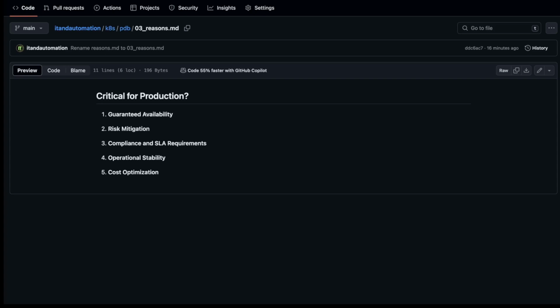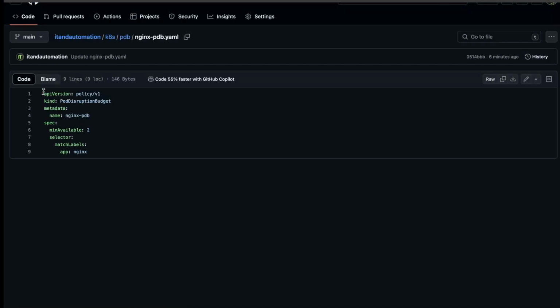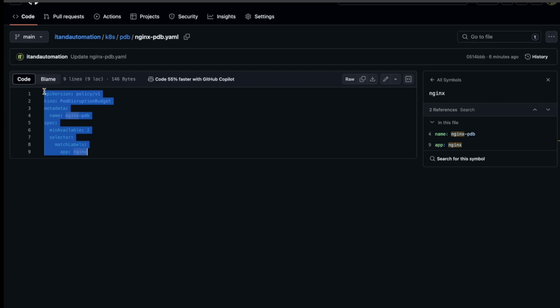Compliance and SLA requirement. If you have an SLA requirement, these are quite important. Operational stability. You don't want frequent maintenance, and the cost side of things can also contribute: unnecessary scaling events, resource wastage, things like that. We talked about PDB considerations and reasons. We looked into the deployment sample and how exactly the PDB configuration looks.